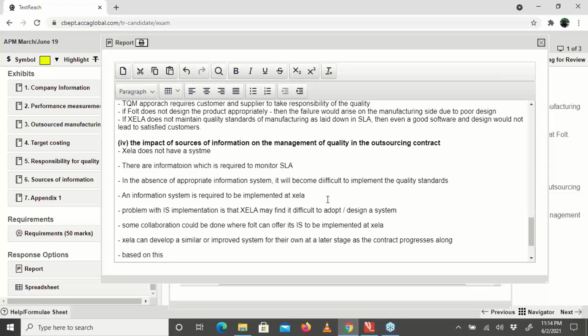Based on this, the outsourcing contract cannot operate under proper monitoring unless an appropriate information system is implemented in it. That is something that you would have to incorporate. Do you people get it? Yeah, do you people get it now?